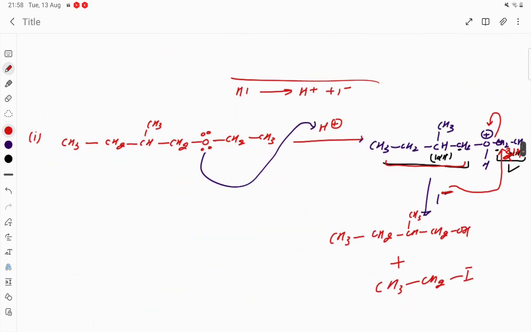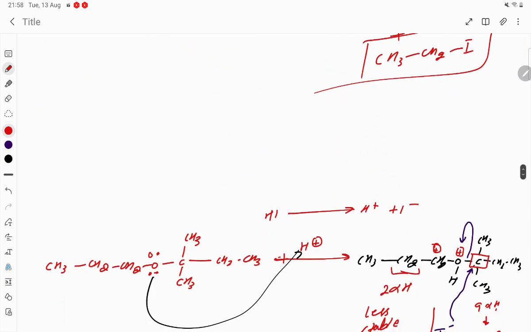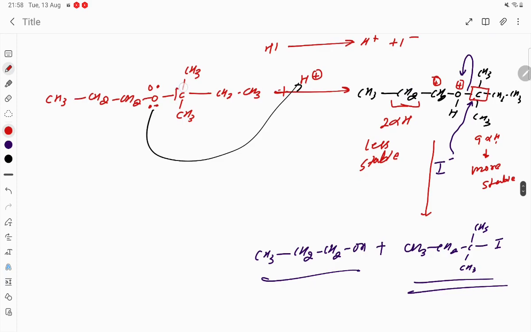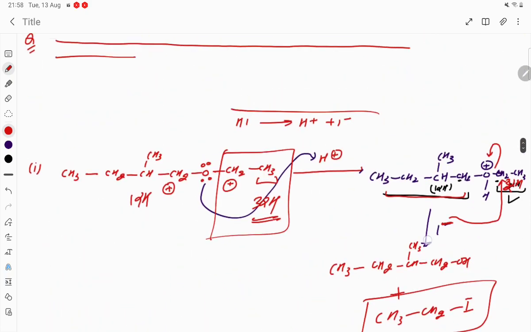So in all the cases you should know the stability, that is, either the carbocation will be this one or this one. Here 3 alpha hydrogens are more stable, here 1 alpha hydrogen is less stable. So I is going to attack this, so you see the product CH3CH2I. In the other case, you are considering how many alpha hydrogens: 9 alpha hydrogens here, and 2 alpha hydrogens there. Obviously this is more stable, so I is going to attack here. So this is the product. Thank you very much for watching, student.